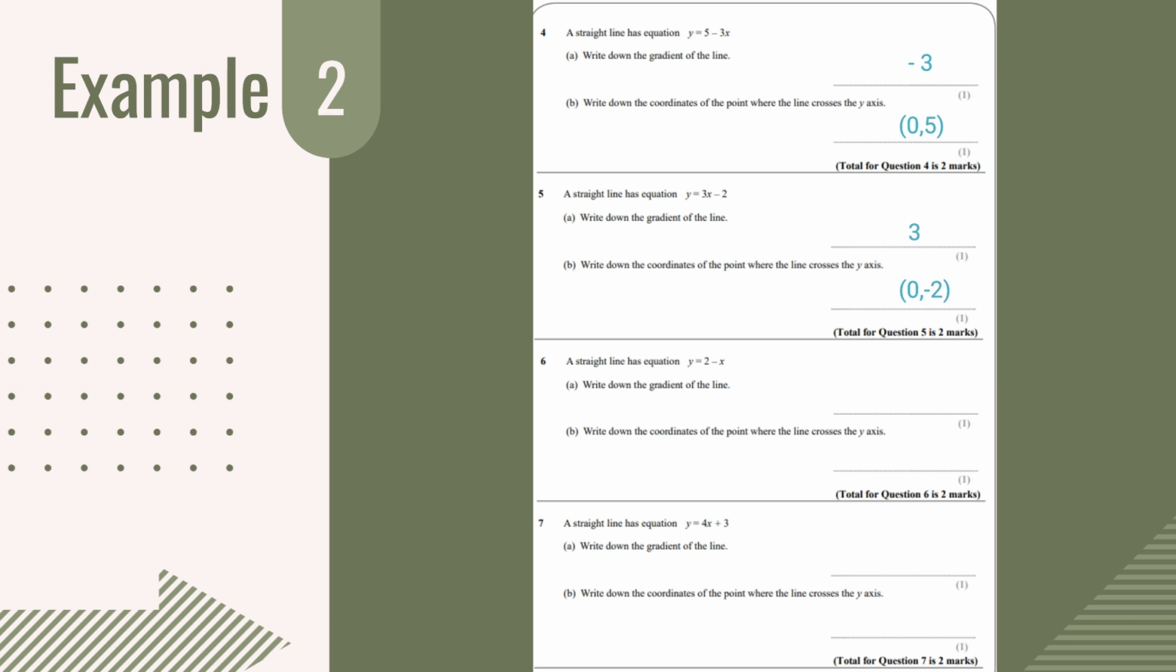Third question, the straight line has the equation y equals 2 minus x. The gradient will be minus 1 because it's just minus x on its own, and the coordinate will be 0, then 2. And then in our fourth question, a straight line has the equation y equals 4x plus 3. So the gradient will be 4, and the point where it crosses the y-axis will be 0, then 3.